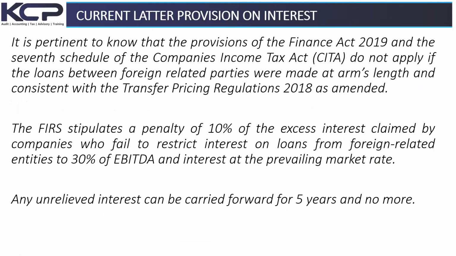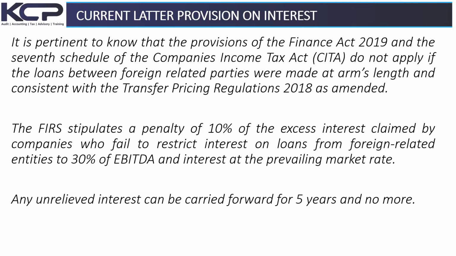So it is pertinent to note that the provisions of the Finance Act of 2019 and the 7th Schedule of the Company Income Tax Act do not apply to loans between foreign related parties that were also done at arm's length. That is the second caveat. So the first caveat is if the related party is into the business of banking or insurance, it is not applicable. The second scenario is where the related parties' loan transactions were done at arm's length, then this is also not applicable.